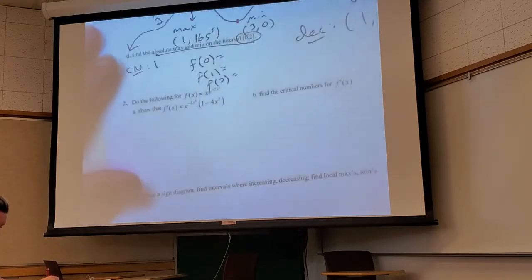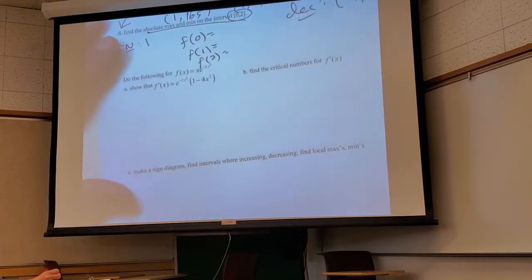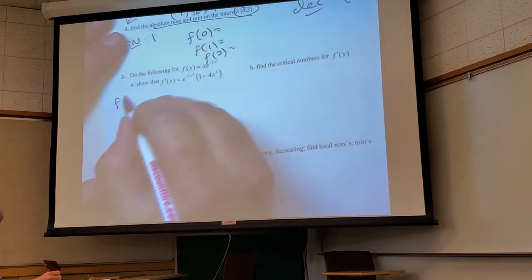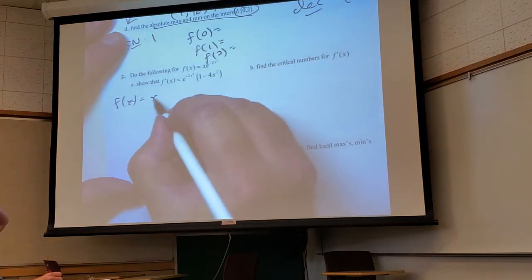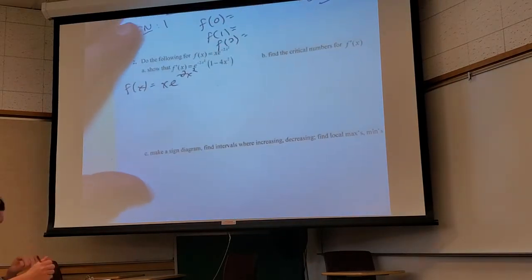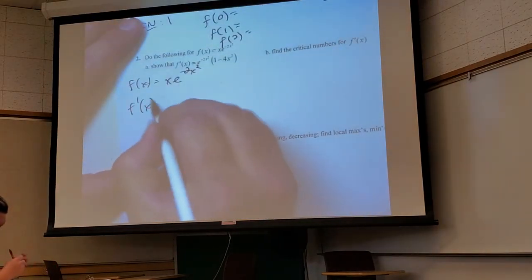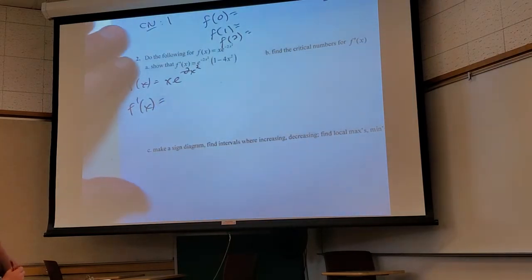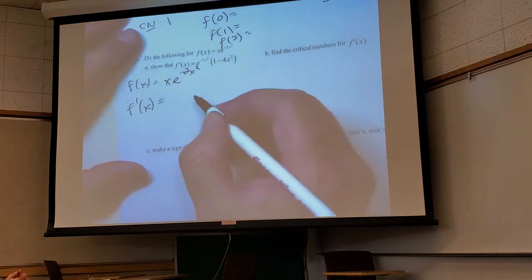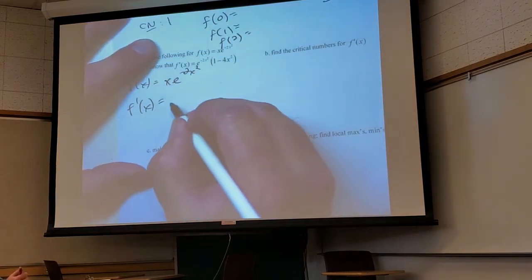So real quick, let's do number two together, just for the sake of time. If my function is x e to the negative 2x squared, what do I have to do when I take a derivative? Product rule. Yeah, product rule.